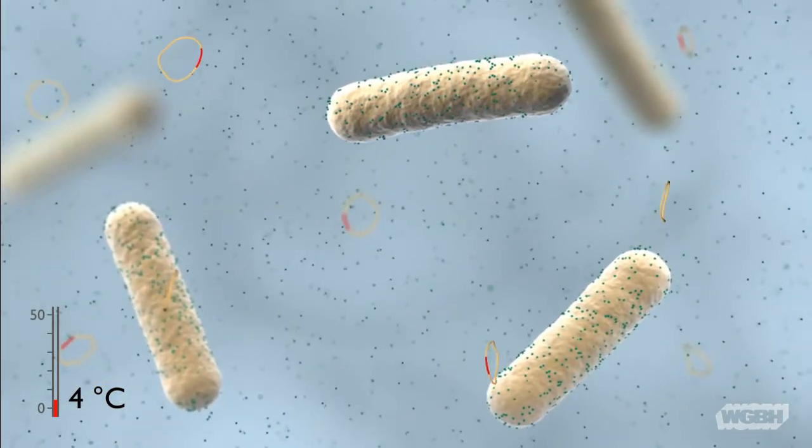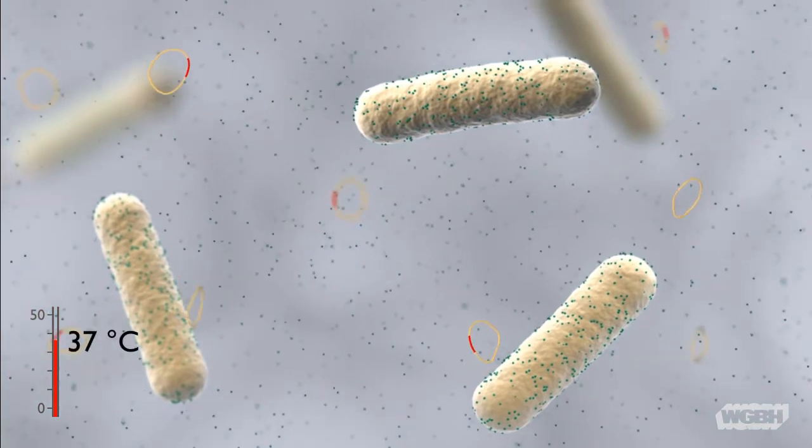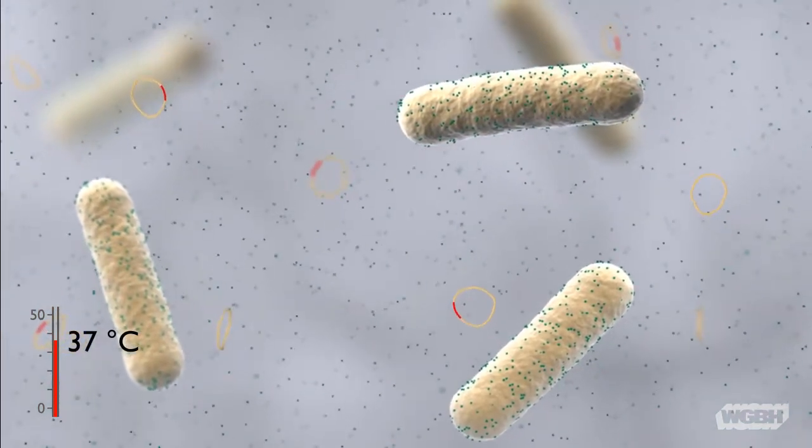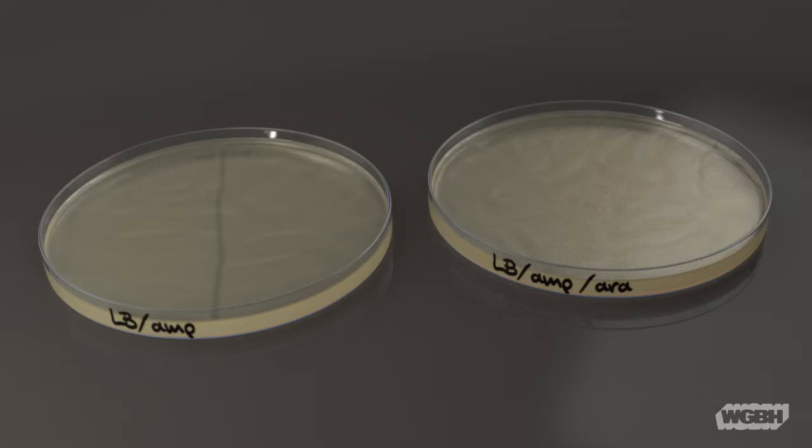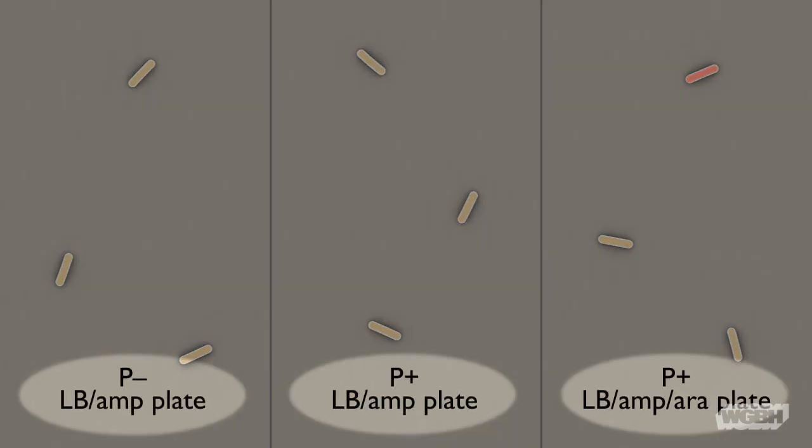After heat shock, the bacterial cells are placed at 37 degrees Celsius and allowed to recover before being plated. Bacterial samples are now put on agar plates to test for successful transformations. The plate on the left contains the antibiotic ampicillin alone, and the plate on the right contains ampicillin and the sugar arabinose. On the left is a negative control plate, P-, where the transformation reaction was done without any plasmid.